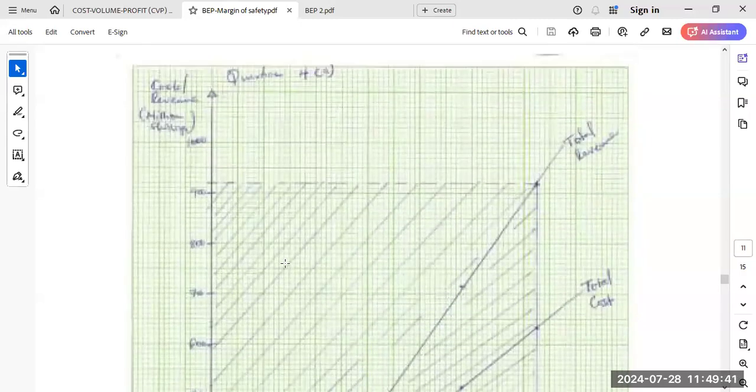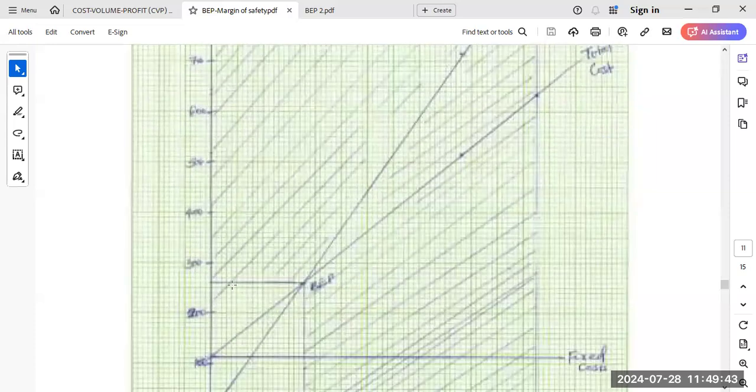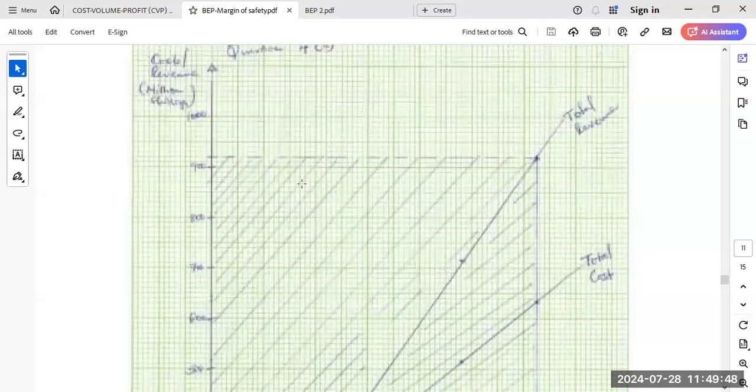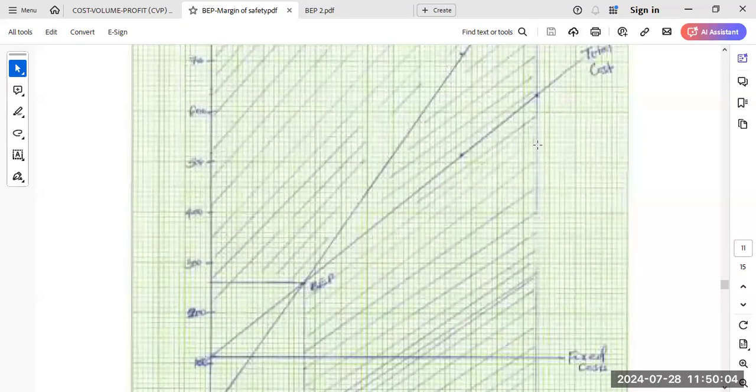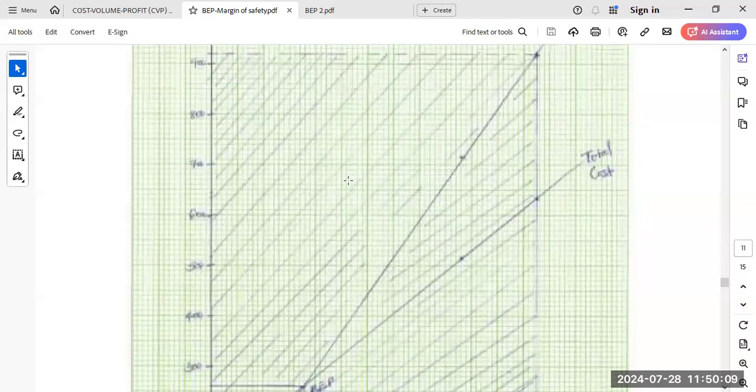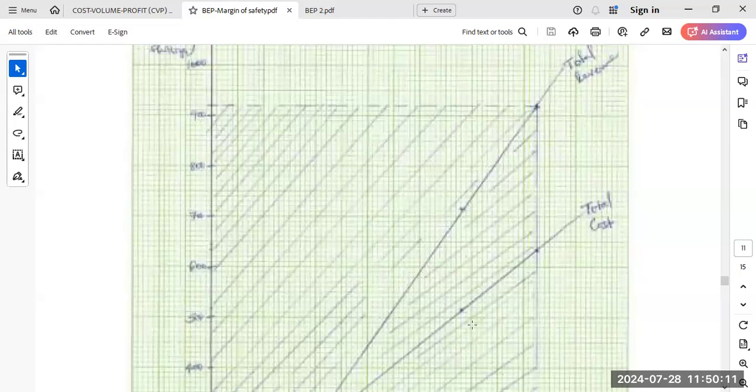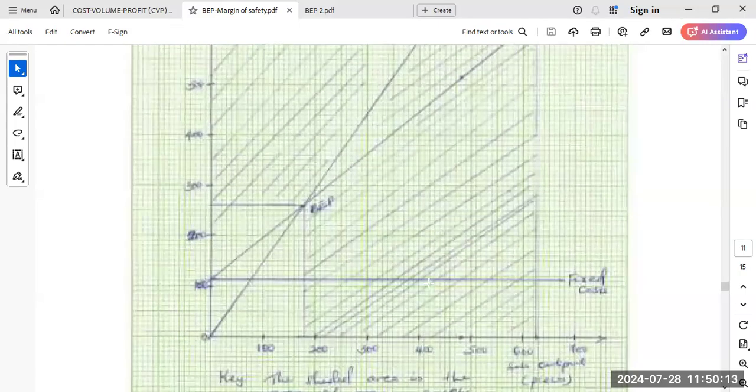Shade. Now shade. We are going to shade starting from here. You shade up to, don't exceed the total budgeted revenue level. This is total budgeted revenue level 920. Don't exceed this. Also shade, don't exceed your budgeted output level. Are you now okay? And the shaded region is margin of safety.